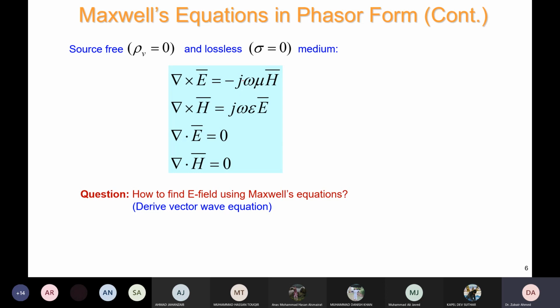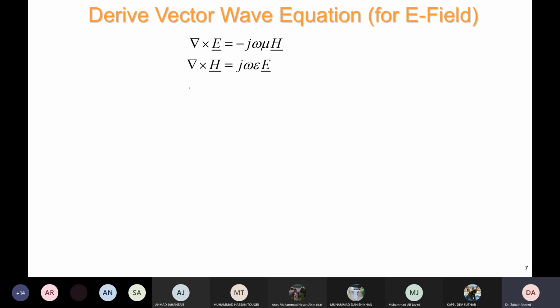Now the question is, if we want to find, let's say, the electric field in a lossless medium, how can we use Maxwell equations to find it? What we need to do is derive the vector wave equation. If you consider the first two curl equations in phasor form and observe them closely, how many equations and how many unknowns are there? Two unknowns and two equations.